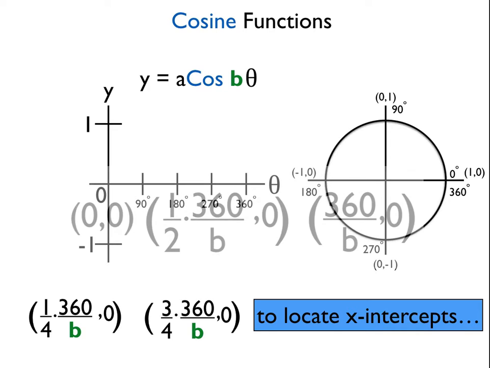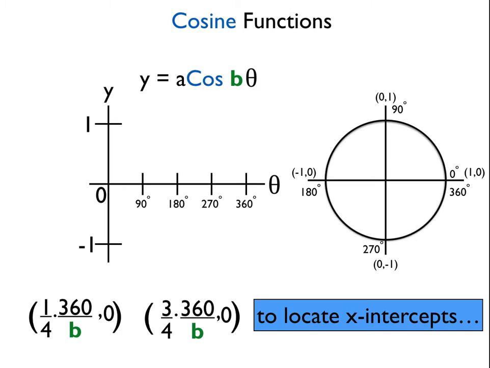But anyways, for my cosine, this is how I look for it, because I'm looking for where my cosine crosses the x-axis, and it crosses it at two points. It crosses at a fourth of the way through the unit circle, and then three fourths of the way through the unit circle. Okay, that's for my x-intercepts. So let's see how this works when I graph this particular equation.